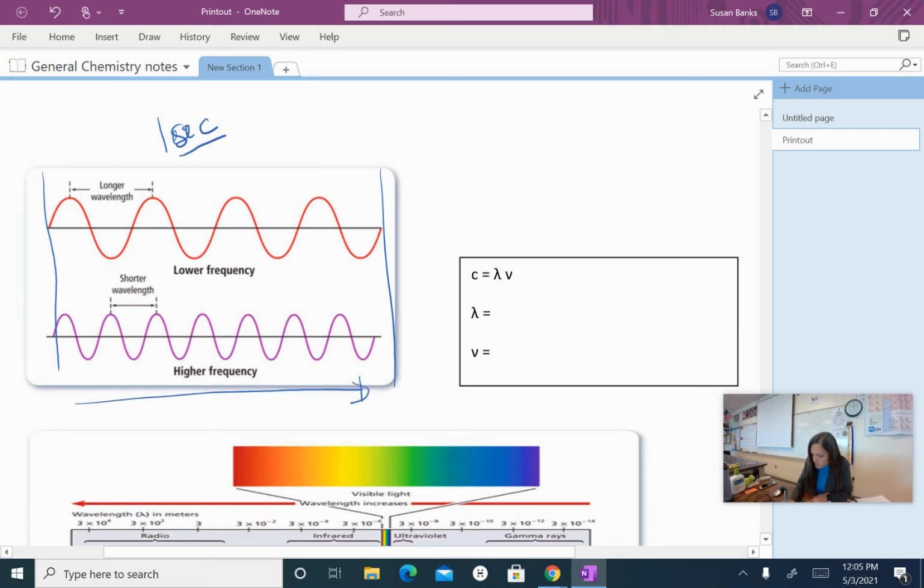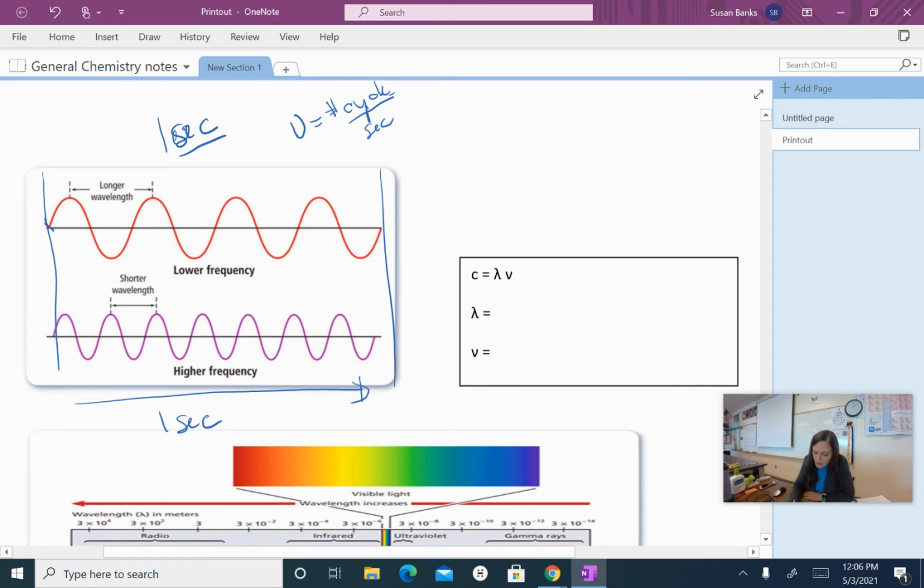So through this time, this is 1 second. And I want to know what the frequency of both of these waves are. Okay, so if you remember, frequency is number of cycles per second. Okay, so all I have to do is count the cycles.